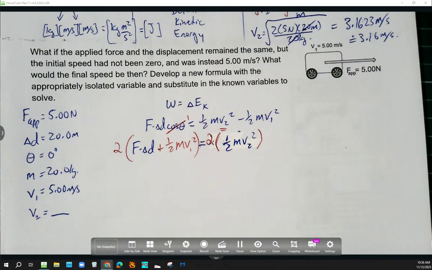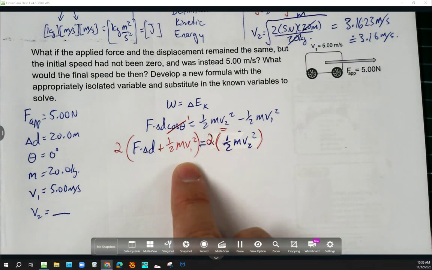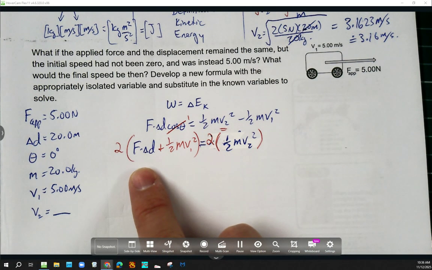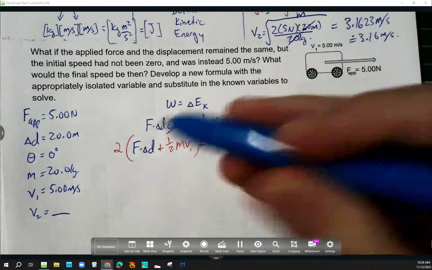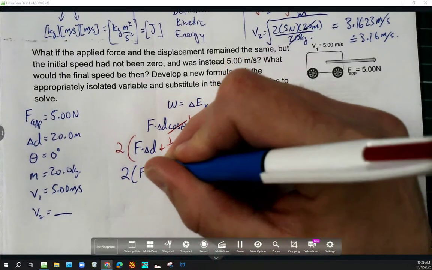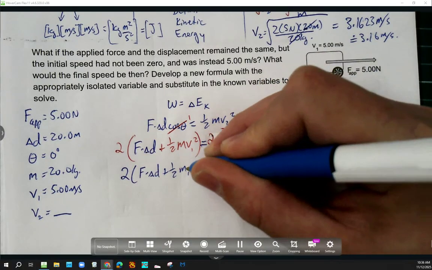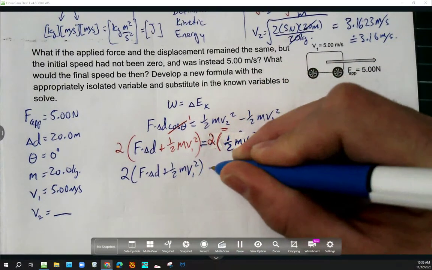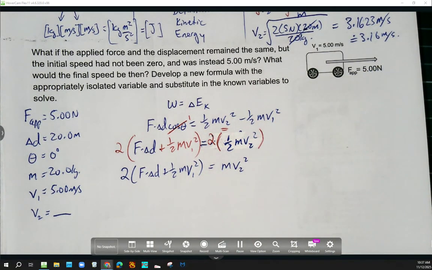The reason I'm really drawing your attention to this is I have seen so many students in the past multiply the right-hand side by 2 to get rid of the 1/2 and only multiply one of the terms on the left-hand side by 2. Don't do that, okay? It's a silly move, and you're better than that. So I say, all right, 2 times force times displacement plus 1/2 mv1 squared equals mv2 squared. And then what's the next thing that I should do?